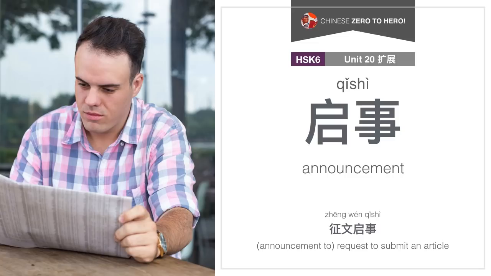征文启事, request for submission. That is, if you have a magazine, for example, and you want people to submit articles, you can put out a 征文启事 in the magazine to tell people that you're looking for submissions. So 征文启事, request to submit an article.